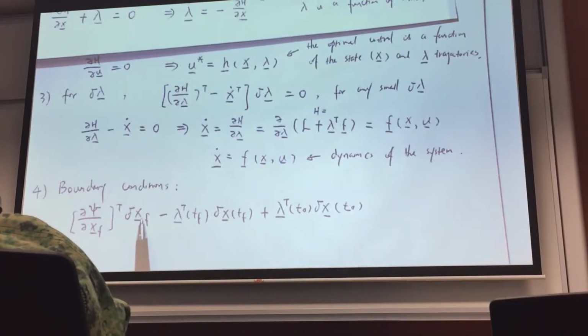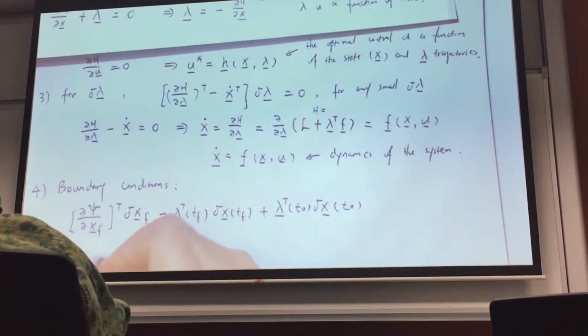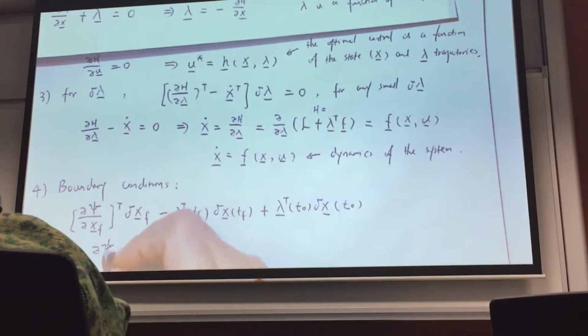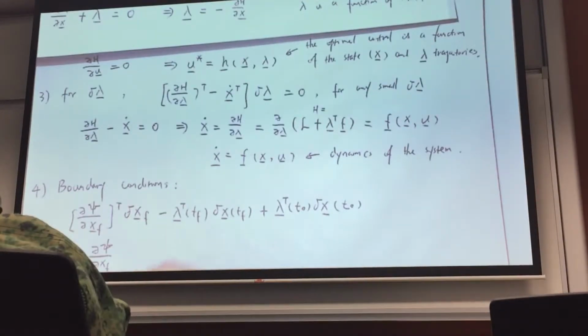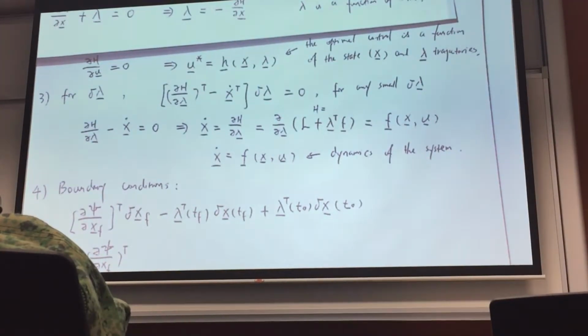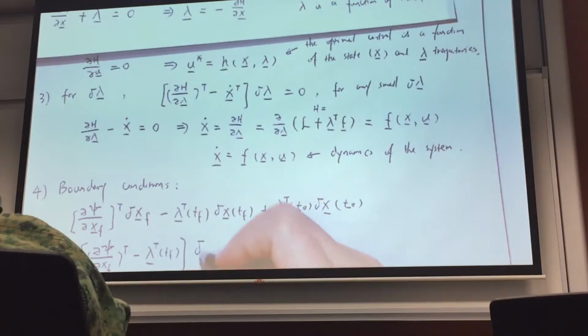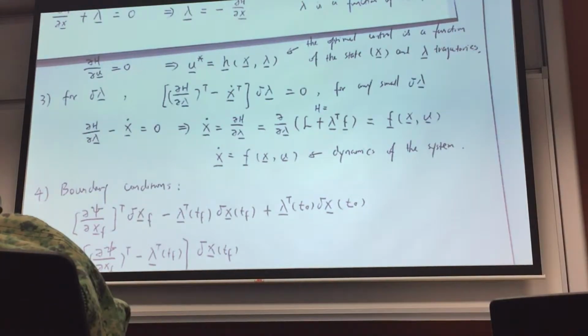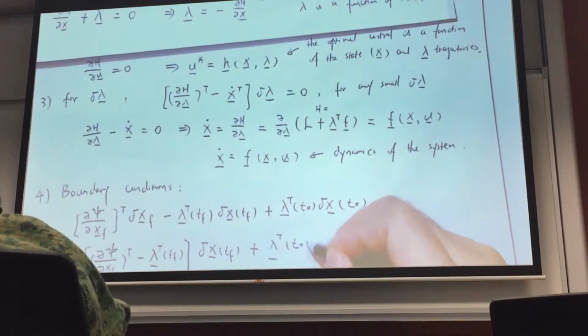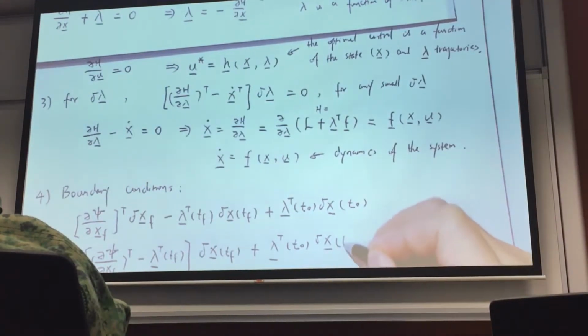So this one is for delta xf, so we can combine the first two terms. This gives us d phi dxf transpose minus lambda transpose tf, multiplied by delta x tf, plus this lambda t0 multiplied by delta x 0.